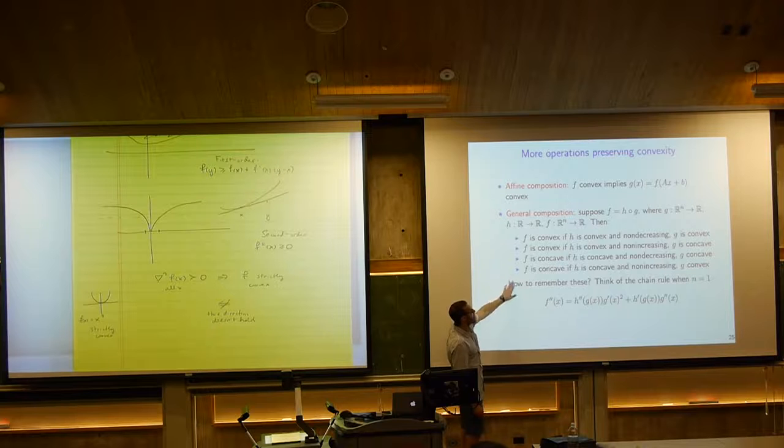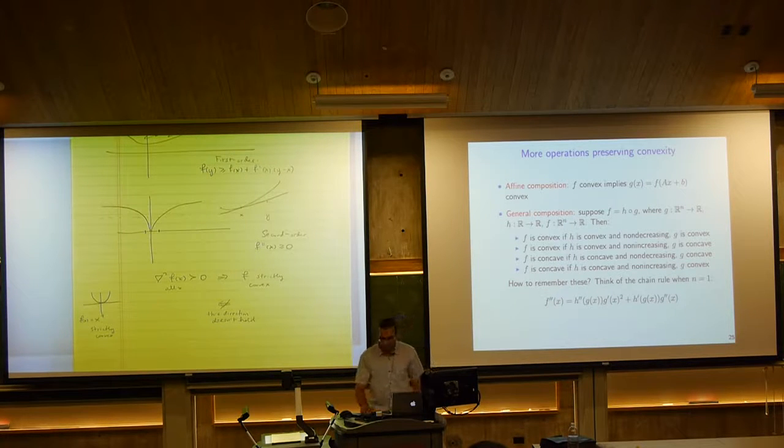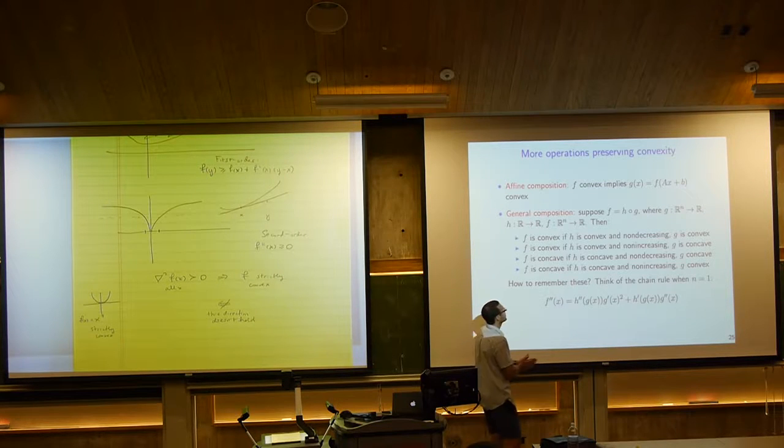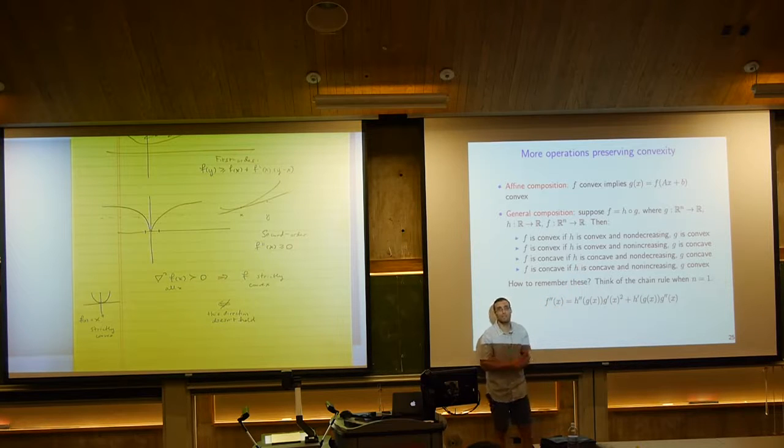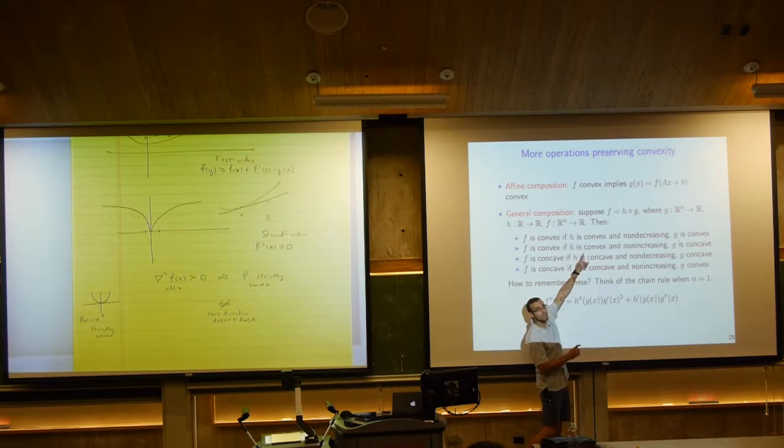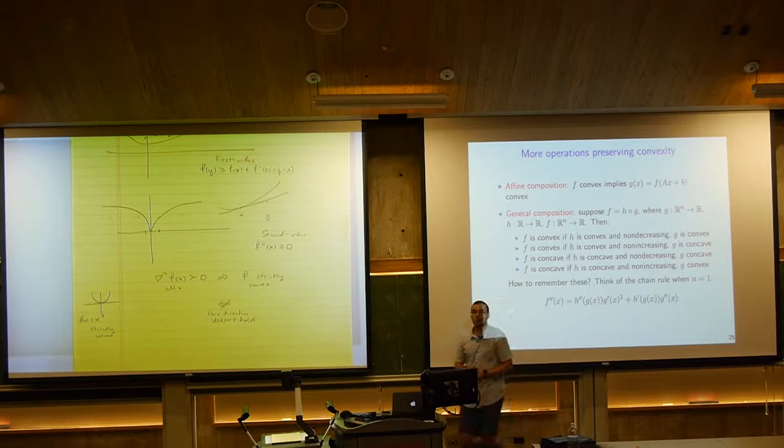In general, composition is a little more tricky. So if you want to check whether or not the composition of two functions is convex, then actually we need to know something about the convexity of those two functions, or concavity of those two functions in the composition, and about actually whether or not the outside function is monotone.